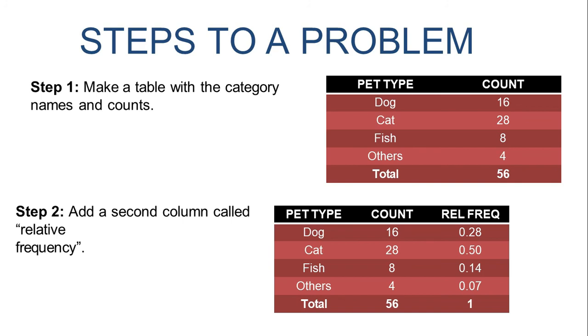So in the second step, add the second column called relative frequency. So you have to add another column and you have to write relative frequency. So how will you get relative frequency? You have to divide 16 by 56, then 28 by 56, 8 by 56 and 4 by 56. So you will get relative frequency. If you sum up all the relative frequencies, you will get 1.